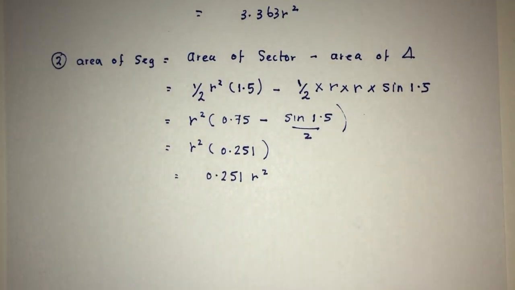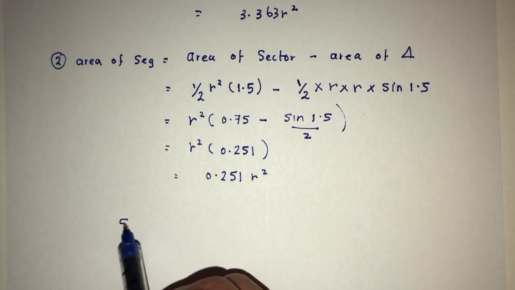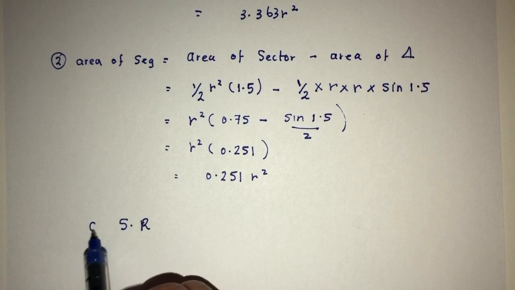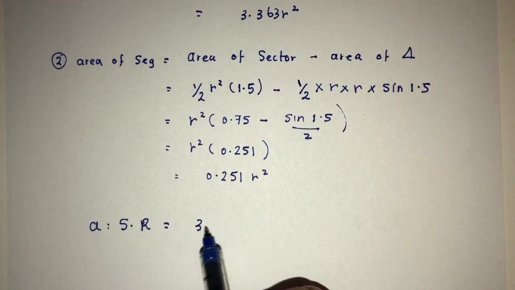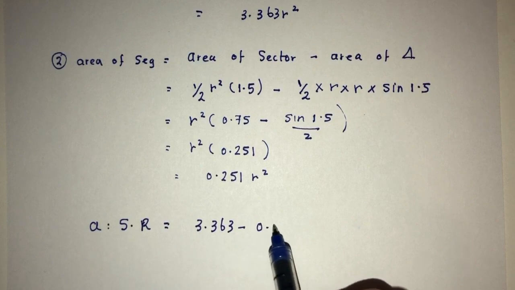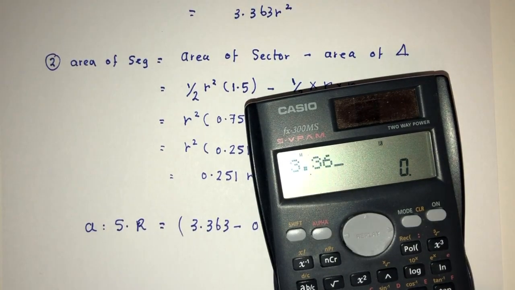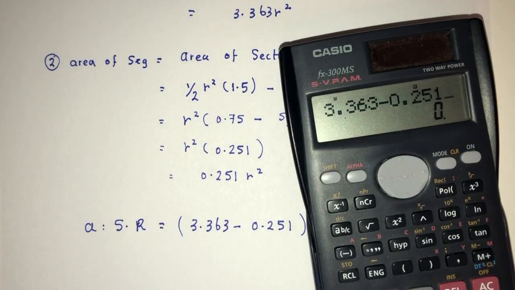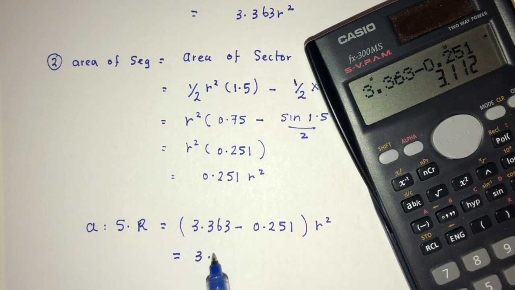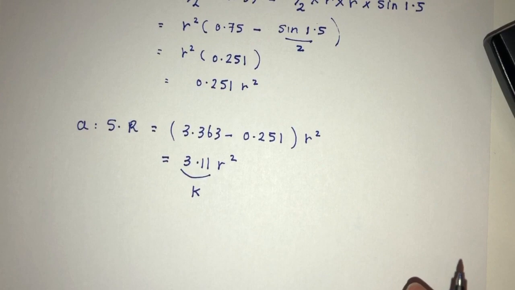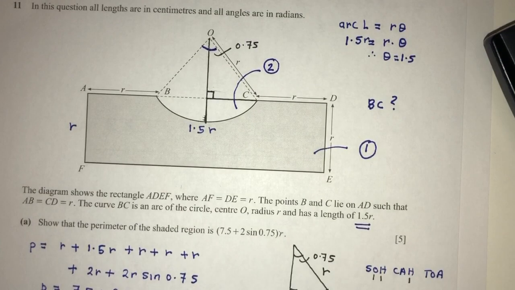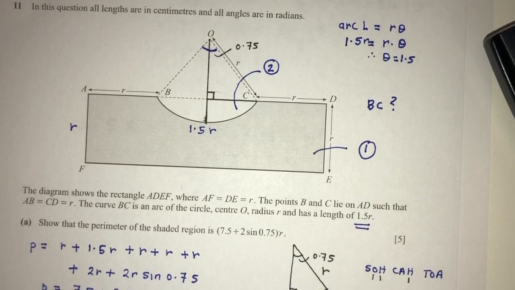Now to find the required value, I need to find that region. So the shaded region area will be number 1, which is this, minus number 2. Of course, all will be factorized outside. 3.363 minus 0.251 should be 3.11 r squared for my value, and this is K, the constant K, as you have seen here, corrected to 2 decimal places, and that will be the area that we need to find for that question. As you can see, it's always one by one, step by step, that we have to proceed in those kinds of questions to find the value.